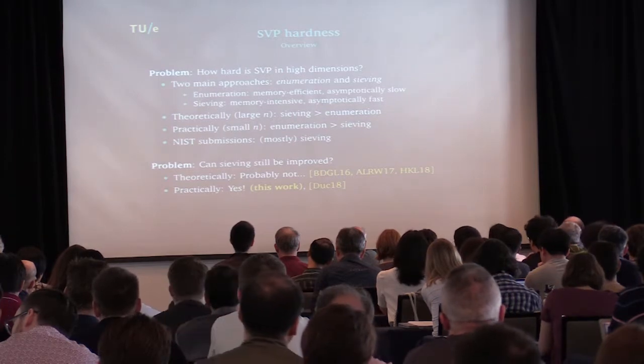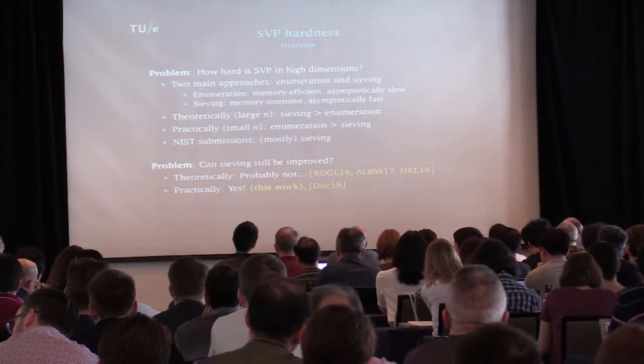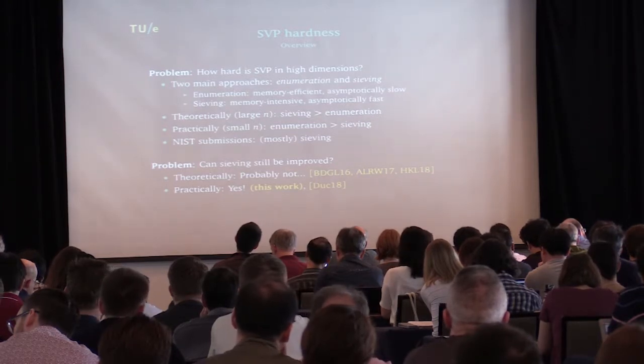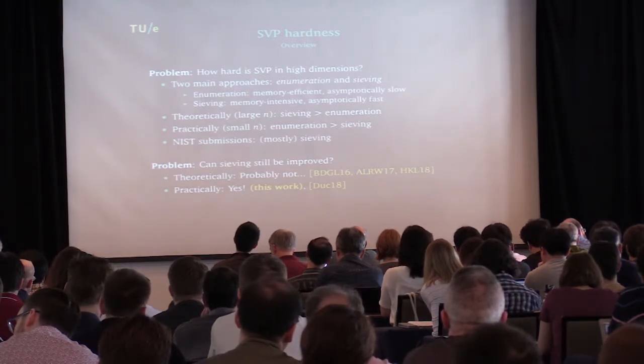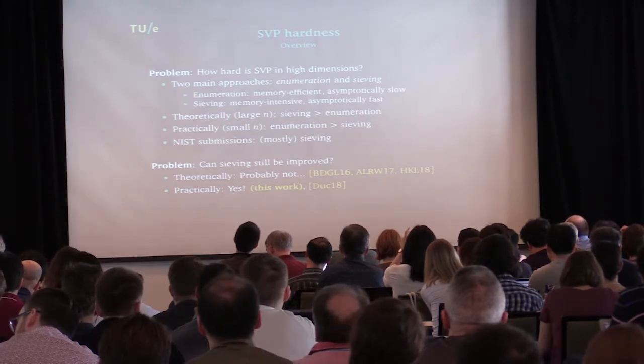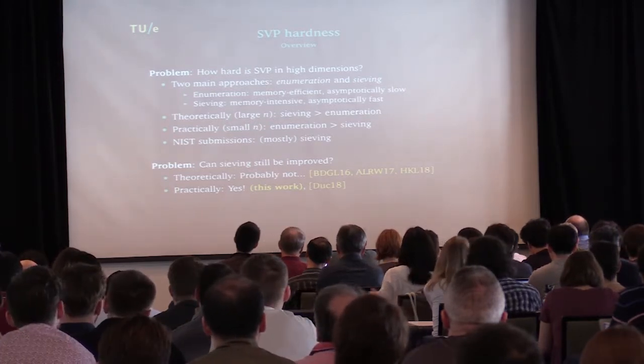And then you don't really decrease the 0.292 exponent, but still you might gain a factor of 100, 1000, whatever, and then maybe get sieving closer to enumeration in practice already, in lower dimensions. And so that's the topic of this work. So that's a practical improvement to sieving.